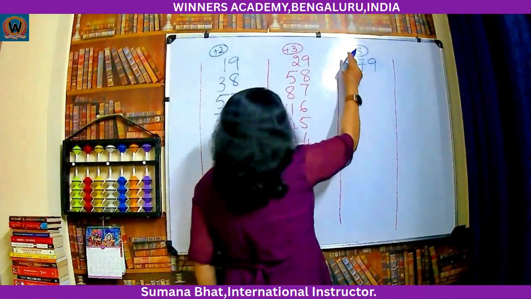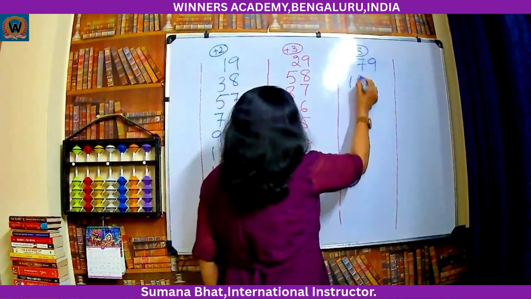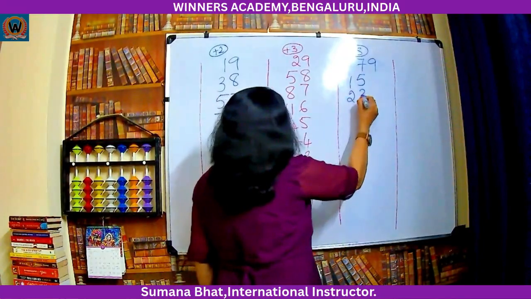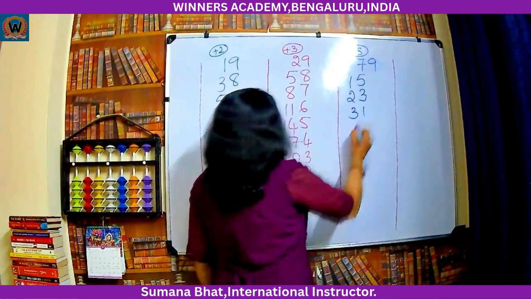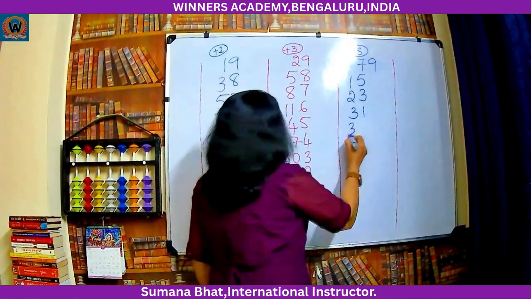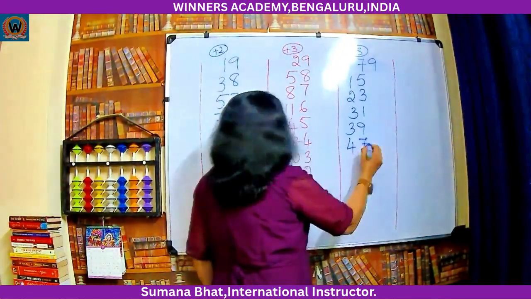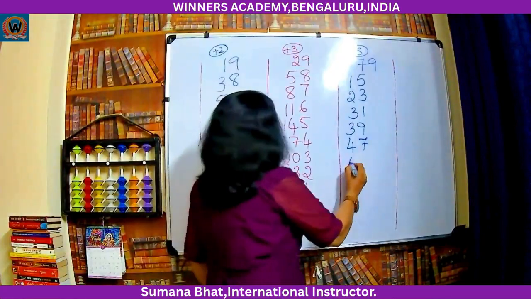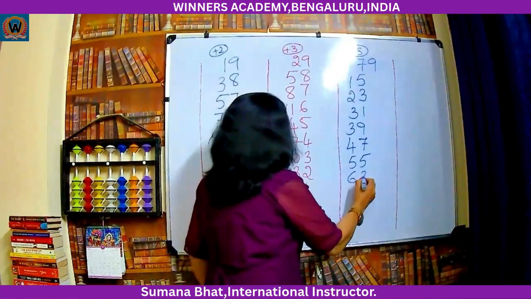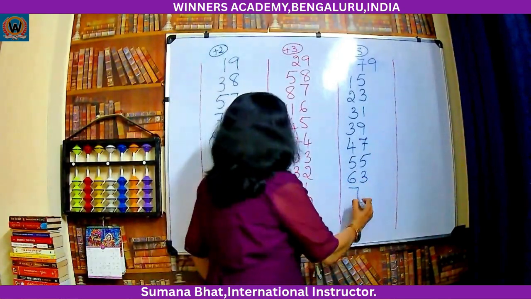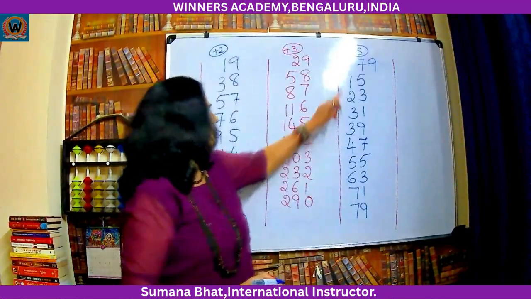Okay. 7 is given, plus 1, 8. 8 plus 7, that is 15. 15 plus 8, 23. 23 plus 8 is 31. 31 plus 8, 39. 39 plus 8, that is 47. 47 plus 8, that will be 55. 55 plus 8, 63. 63 plus 8, 71. 71 plus 8, 79. Given number is 79.